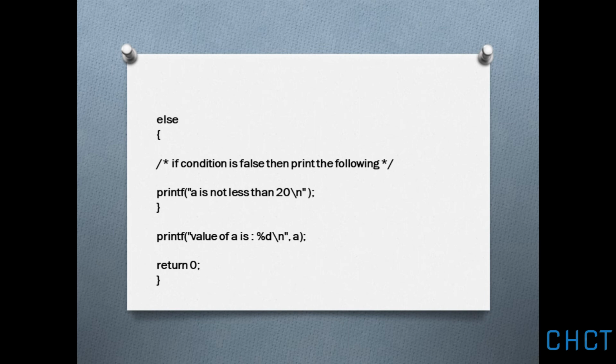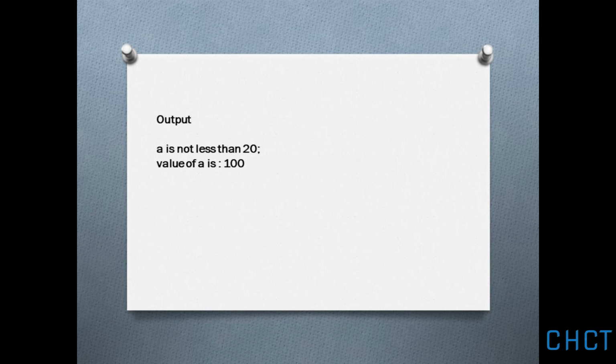The final printf, "value of a is %d", will not be executed as the if else block has been executed. I don't want to return anything to the main function, so I'm using return 0. The output of the program is "a is not less than 20, value of a is 100".